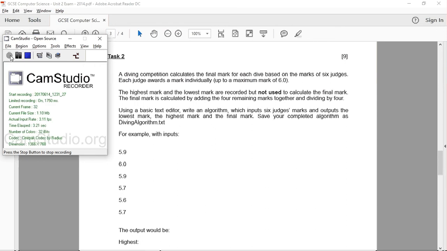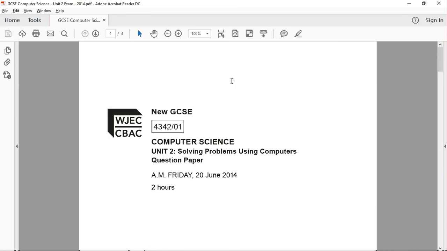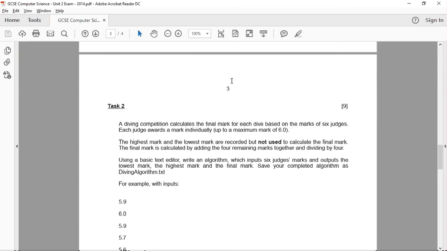Okay, so I'm going to work through the pseudocode algorithm question for, I think, a 2014 exam paper for Unit 2 of GCSE Computer Science. Task 2 is the pseudocode.